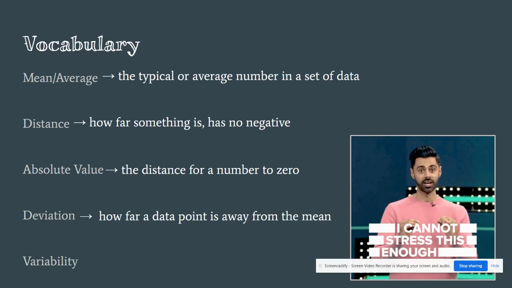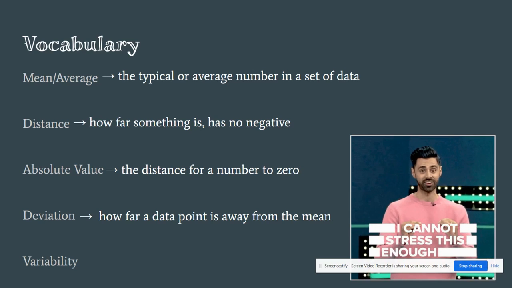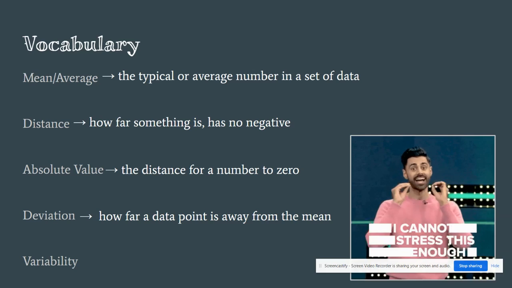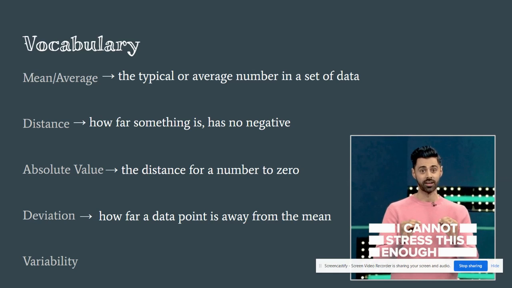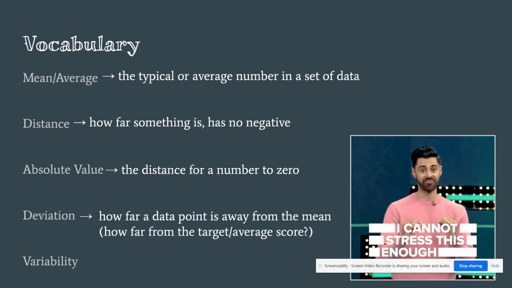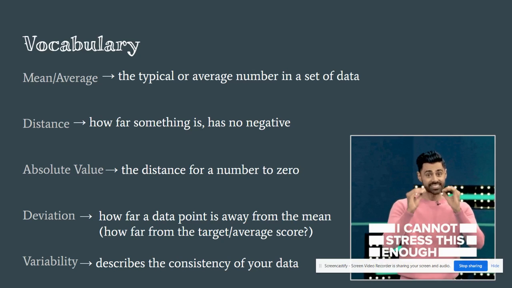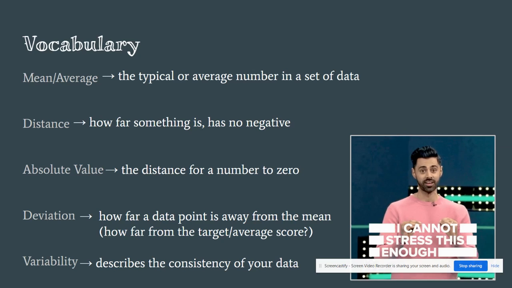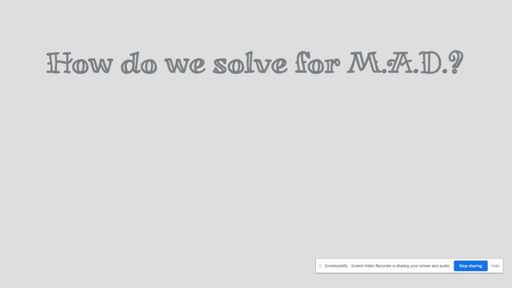Your deviation is how far each data point is away from the mean or the average. So once you find the mean, you can then figure out the distance from the mean to each data point by figuring out the difference or subtracting. You can think of this as how far from the target or the average score that data point is. And then finally, your variability describes the consistency of your data. So is your data consistent or is it all over the place? We'll get into that further today as we talk about high and low measure of absolute deviation.